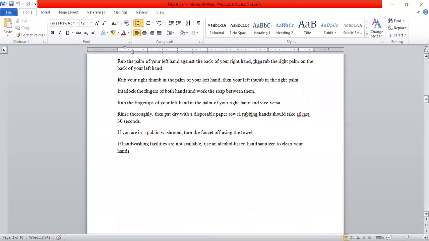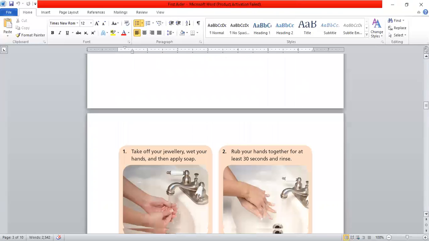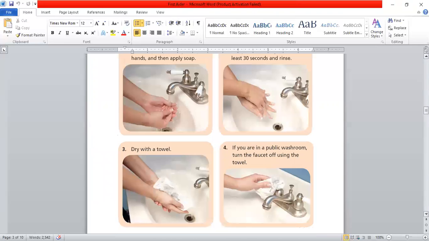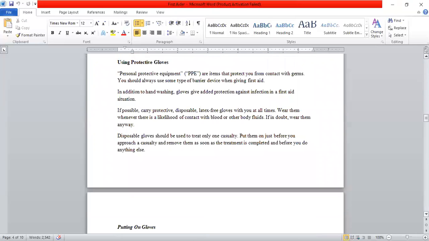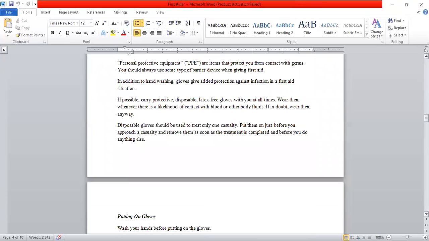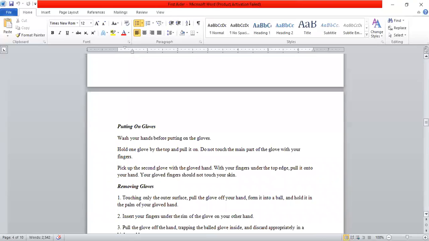Then the other one is how to put on gloves, the use of protective gloves. I believe you have seen these gloves. They may be of any color. It can be cream, white, blue, or purple. But so long as they are latex free, those are the ones used when you're handling any emergency.